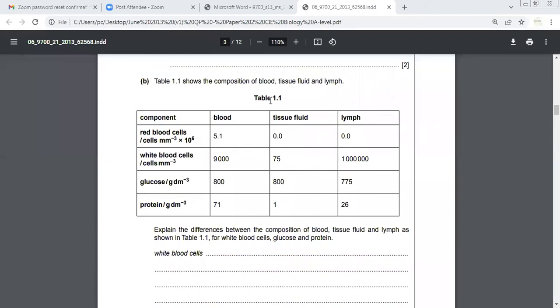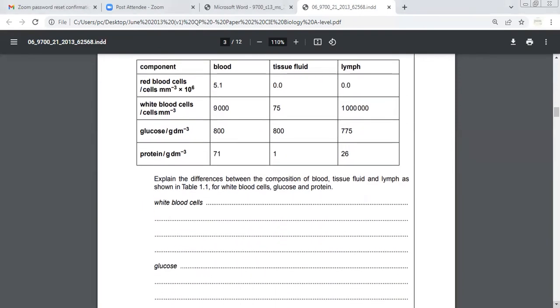Table 1.1 shows the composition of blood, tissue fluid and lymph. Components, that is red blood cells, white blood cells, glucose and protein, and their ratios or amounts are given in the blood as well as in the tissue fluid and the lymph. Now they are asking to explain the difference between the composition of blood, tissue fluid and lymph as shown in the table for white blood cells, glucose and protein. First of all we have to observe the chart and write which factor is high and which is low in blood, tissue fluid and lymph.